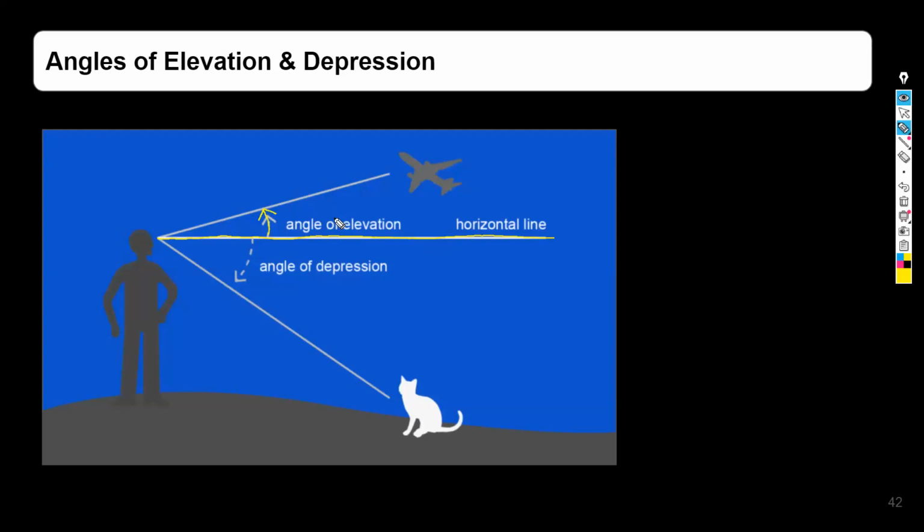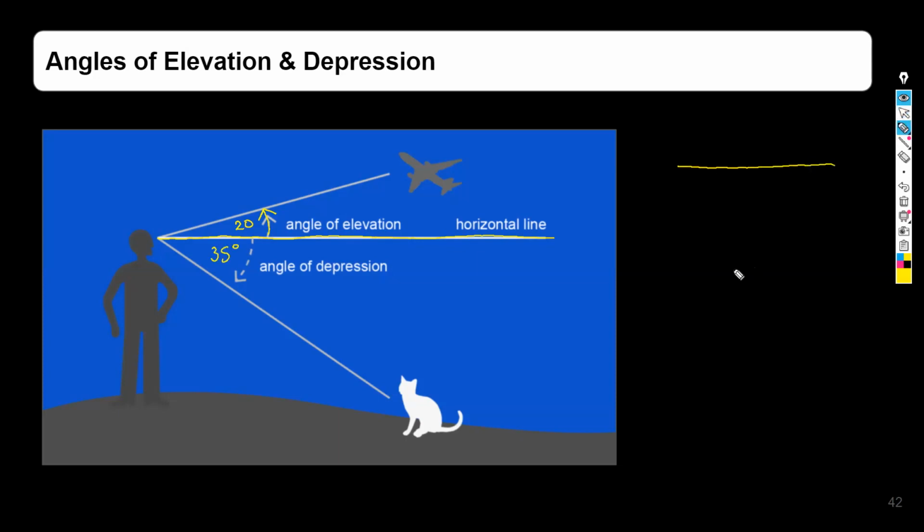So if I tell you the angle of elevation is 20 degrees, that's the angle between the horizontal line and the slanted line going upwards. Angle of depression is just the opposite. If I tell you it's 35 degrees, it's the angle between the horizontal line and the line going downwards, because this time you're looking downwards. So this would be 35 degrees. Really, really simple concept.